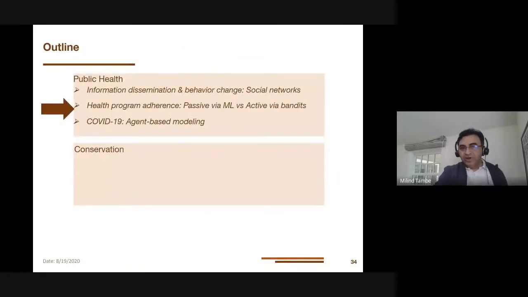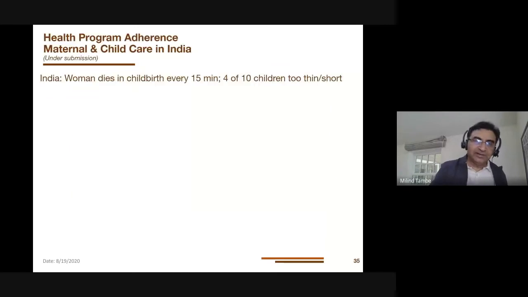So I'll talk about another problem, which is health program adherence. And here, the basic idea I'll focus on is passive monitoring of adherence via machine learning. There's also active monitoring via bandits. I'll see how much time we have to cover that.